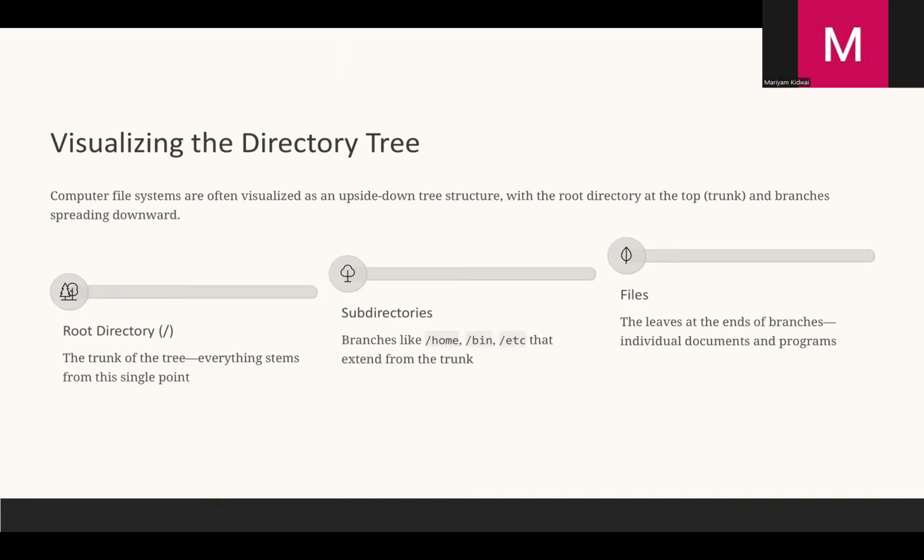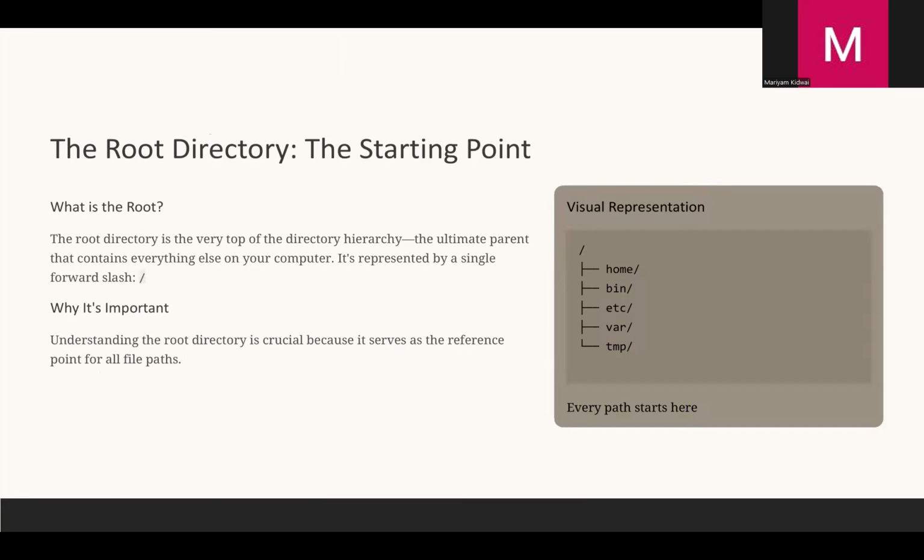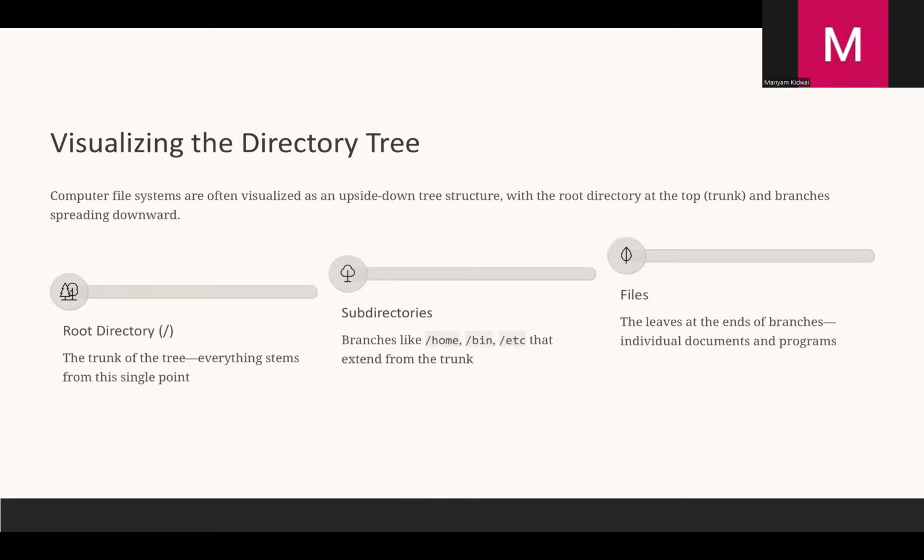And then we have subdirectories, branches like /home, /bin, /etc, that extend from the trunk, as it is shown over here in the visual representation: home, bin, etc, var, tmp. These are all subdirectories. Then files, the leaves at the ends of the branches. That means individual documents and programs.